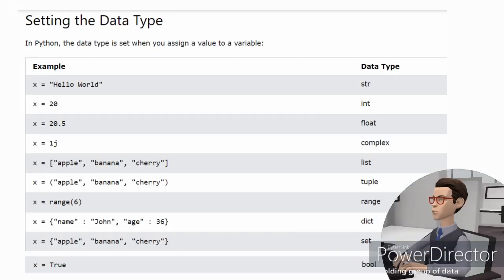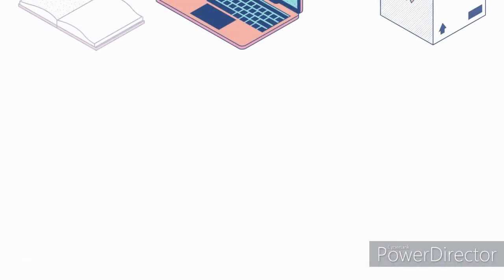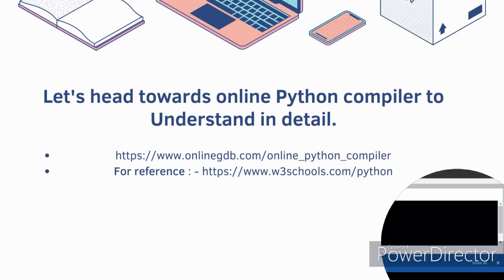Similarly, for holding a group of data we have list, tuple and sets. For having key-value pairs we have a dictionary. In upcoming lectures we will be studying them in depth. Now let's head towards the online compiler and see how it works.